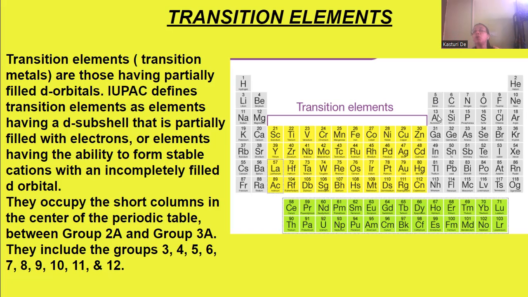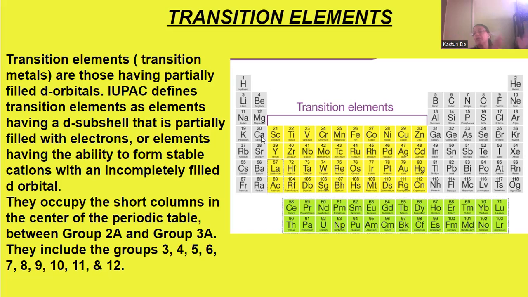And 3A is boron, aluminium, gallium, then tellurium. I forgot the name of some of these. Okay, so this is the 3A group, the boron family, and this is the alkaline earth metals.